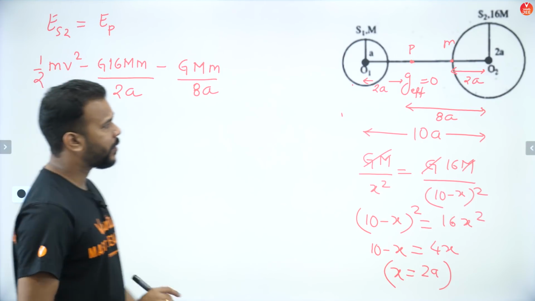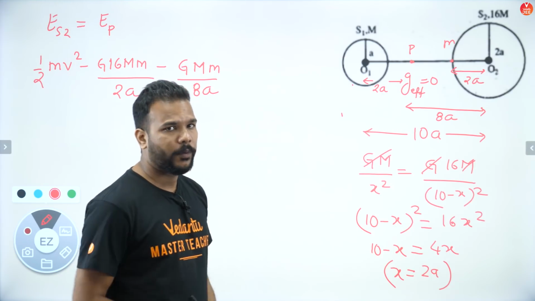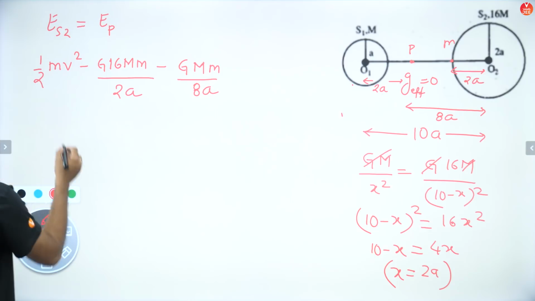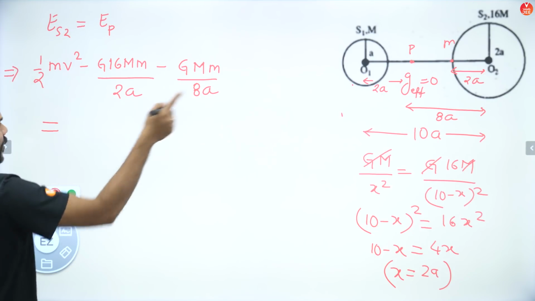Not writing the energy that is stored between O1 and O2, or you can say S1 and S2, the reason being they are not moving, so their potential energy is not changing at all. And this should be equal to the energy at point P.